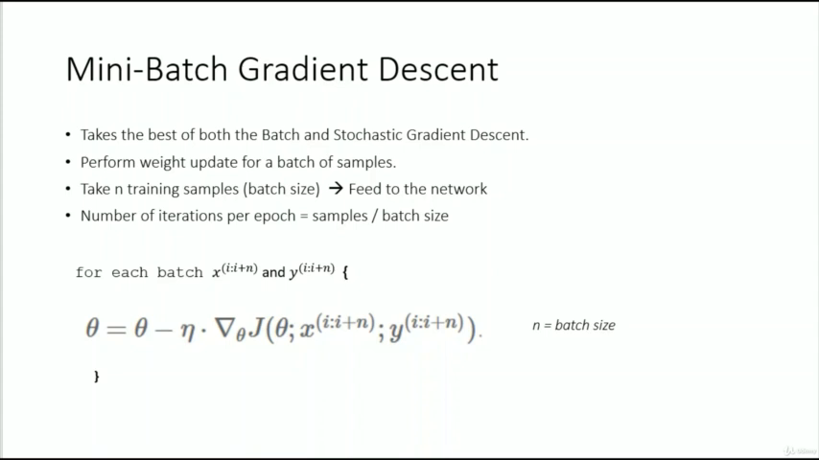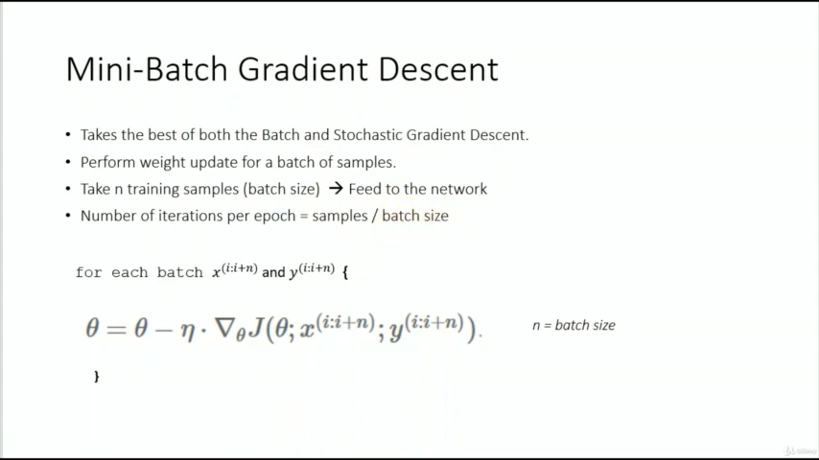Alright? So let's read it here. We perform weight updates for a batch of samples. So we take n training samples, which is the batch size, and then we feed it to the network, calculate the loss, update the weights. In this case, the number of iterations equals the whole samples that you have, the complete data set, divided by the batch size.